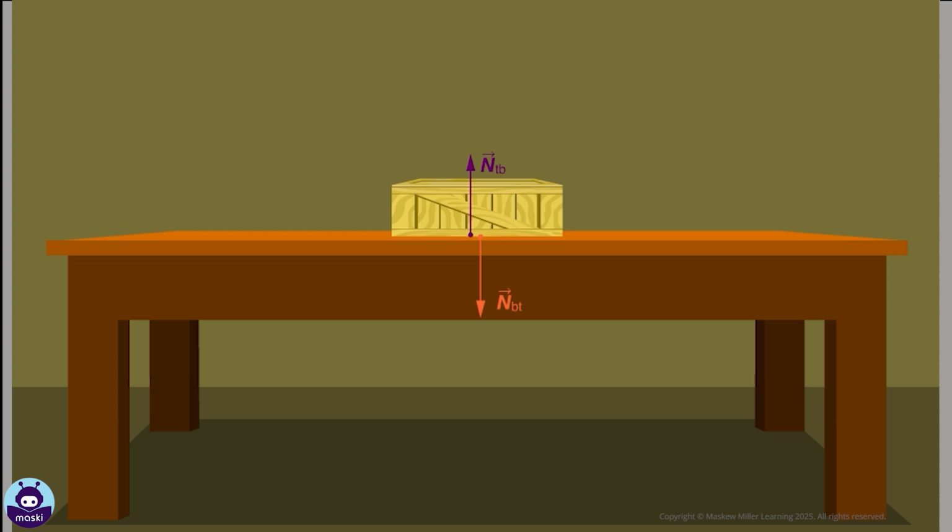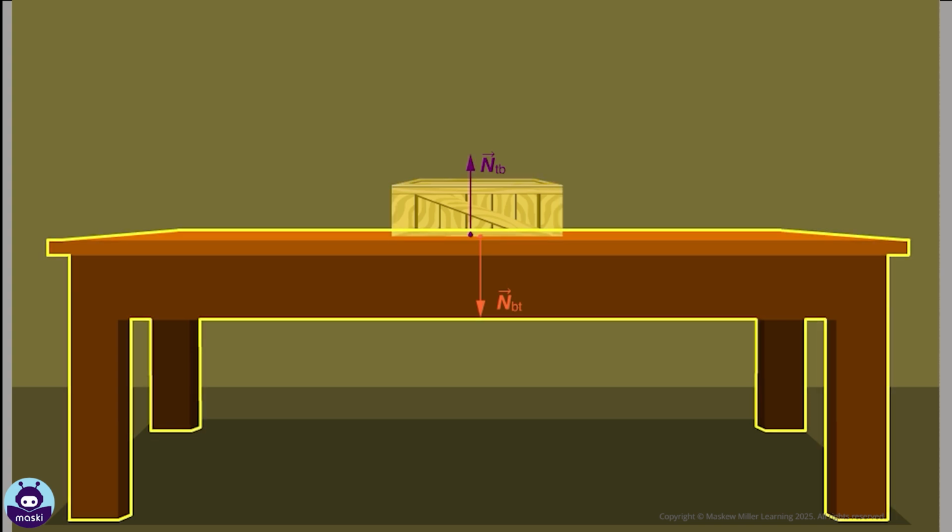Notice here that the force that the block exerts on the table, vector Nbt, is equal in magnitude to the normal force that the table exerts on the book, vector Ntb. They are in opposite directions, but note that these are not forces acting on the same object. They are acting on different objects.